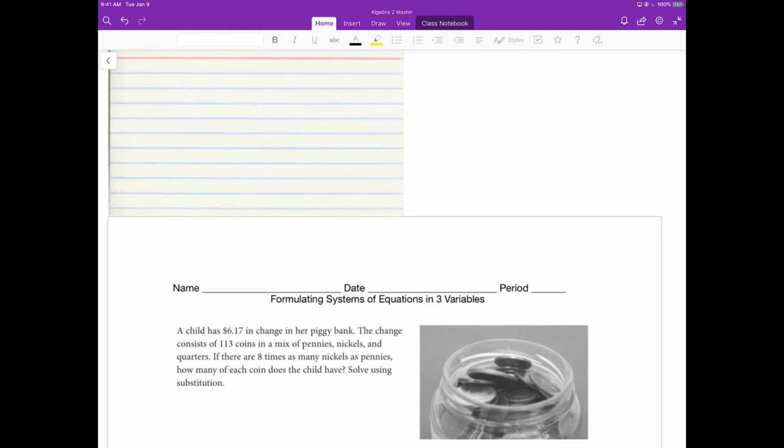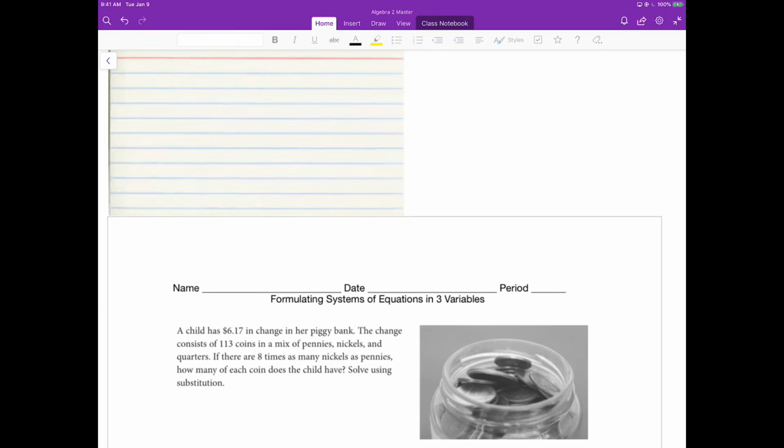If we look at formulating systems of equations in three variables from real-world situations, we have some examples here. A child has $6.17 in change in her piggy bank. The change consists of 113 coins and a mix of pennies, nickels, and quarters.